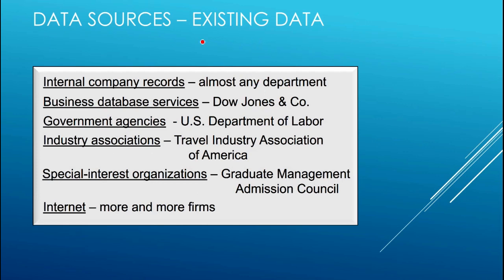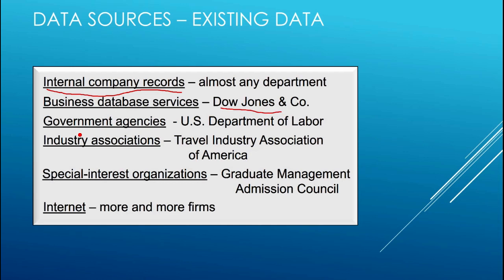Ways of generating your own data are to run a controlled experiment or perhaps to issue a survey and collect survey data. Oftentimes, however, we will use data that already exists that comes from, for example, internal company records. For example, the Human Resources Department collects a lot of data on employees, their training and education, their salaries, etc. Data for an analysis may also come from business database services such as Dow Jones.